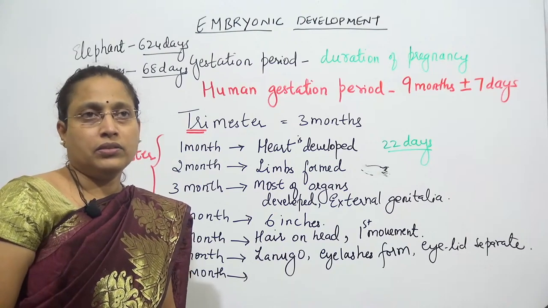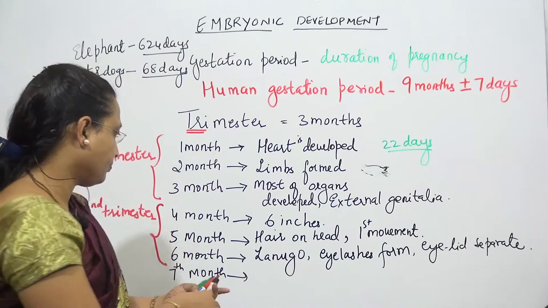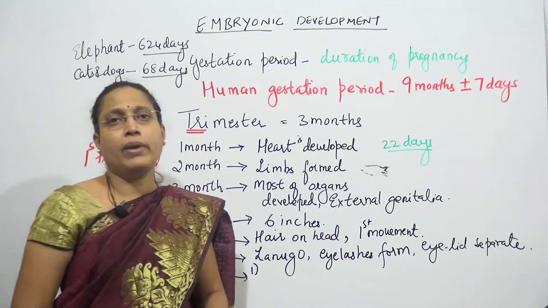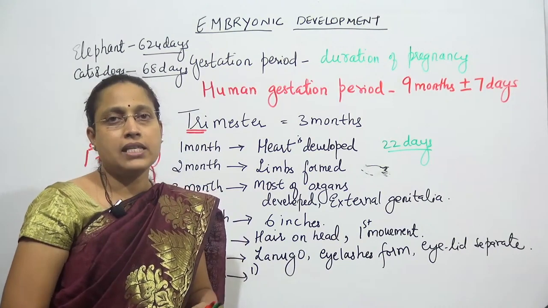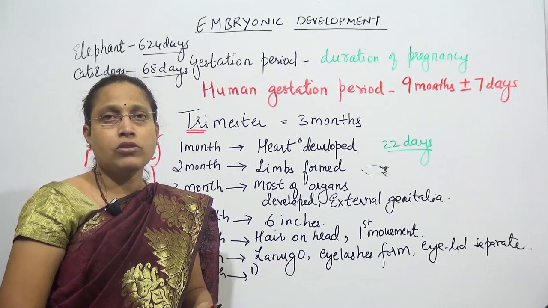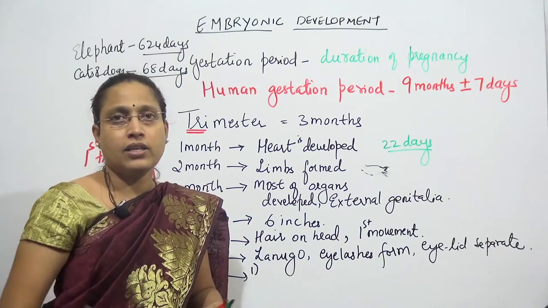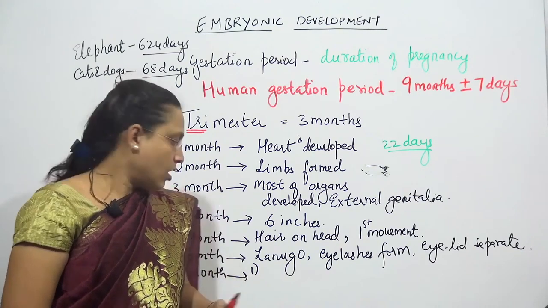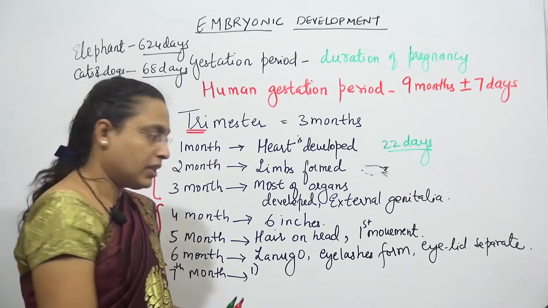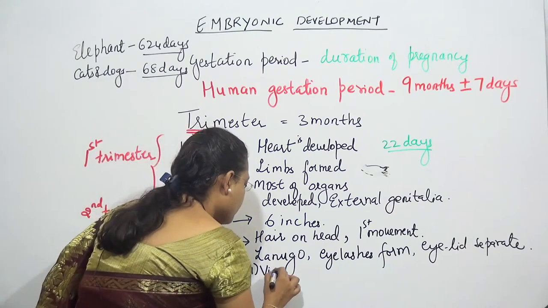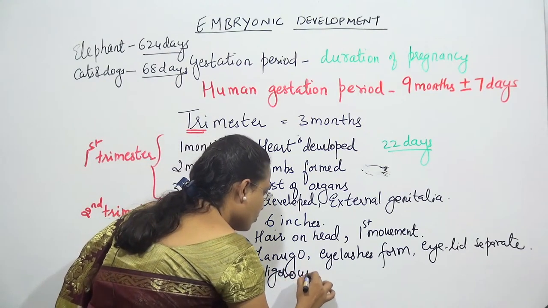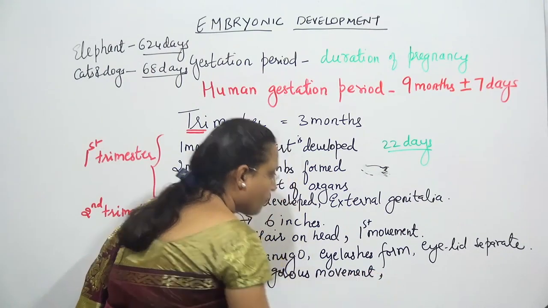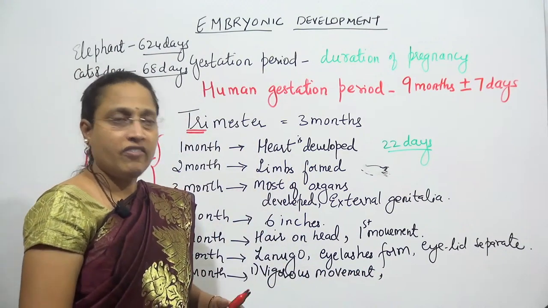Then the seventh month. In the seventh month, vigorous movements occur. The movements are very fast. And there is even a response to outside sound and touch. So that will be in the seventh month. Vigorous movement of the fetus. The fetus will move very vigorously.